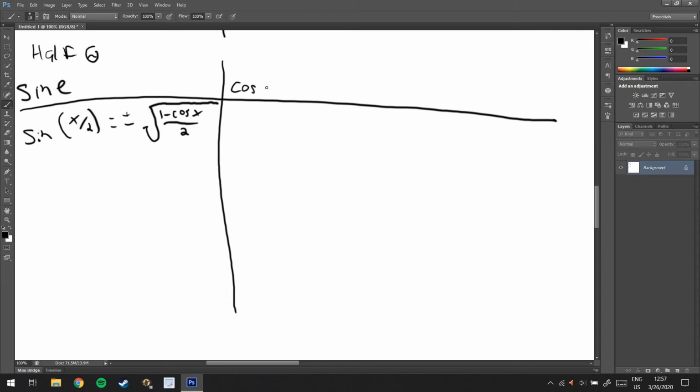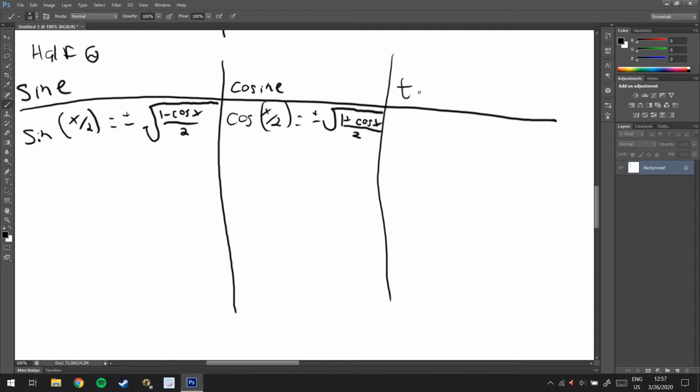The same idea is going to hold for cosine. Cosine of x over 2 is going to be equal to plus or minus the square root. For cosine, if you're in quadrants 1 or 4, it'll be positive. Quadrants 3 and 2 will be negative. This is going to be 1 plus cosine x over 2.